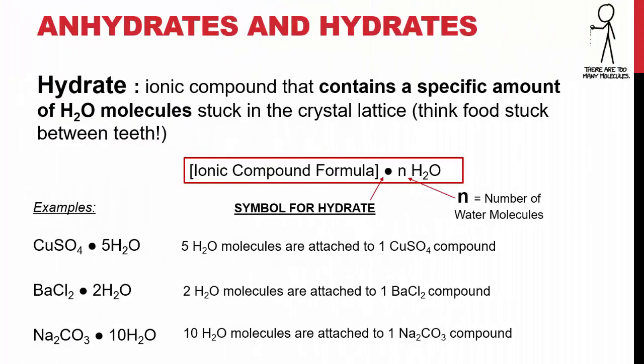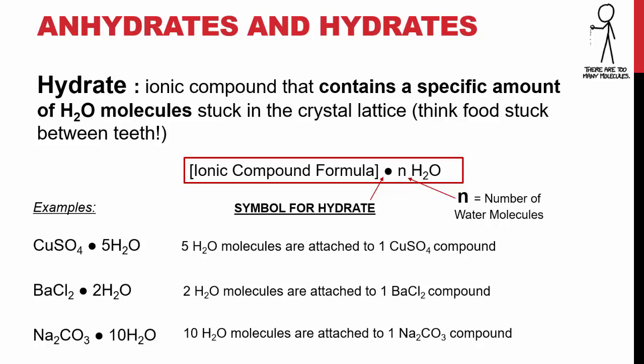So a hydrate is an ionic compound that contains a specific amount of water molecules stuck in its crystal lattice. Think about it as food stuck in between teeth. Whenever you see anything that is hydrated, you'll notice that it will have an ionic compound followed by a bold dot. That dot is the symbol for a hydrate, followed by a certain amount of water molecules.